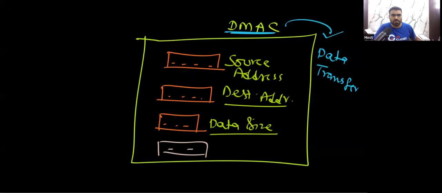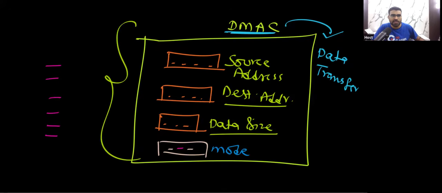In the DMA controller, we have many registers. Let me tell you, all of these are registers. For example, we have the source address register, the destination address register, and the data size register. There is a data count register. Basically, how much data we need to transfer, from where, and to where. And also we need to tell the mode of transfer. That means, do you want to transfer the whole data in a single operation, or do you want to transfer data in chunks, in pieces?